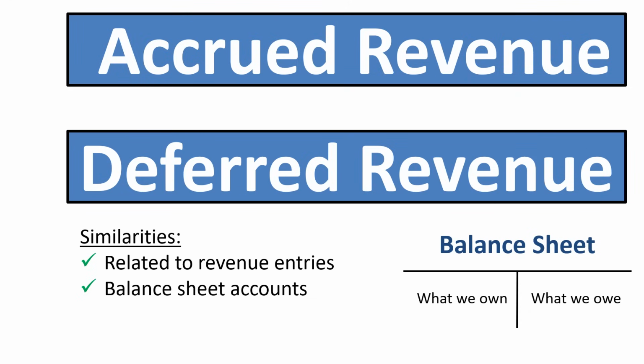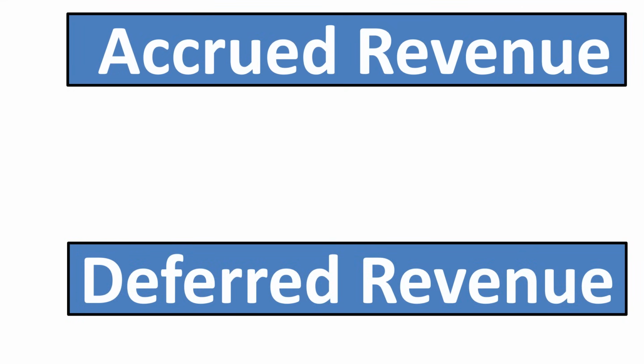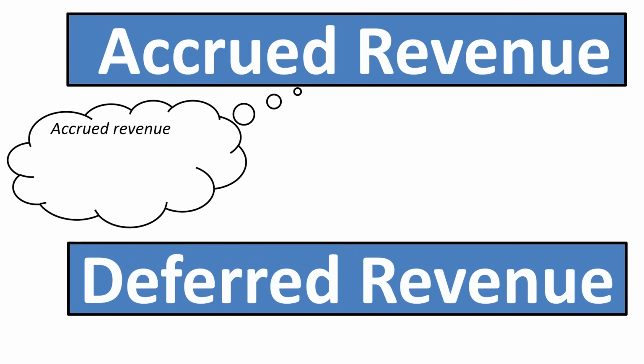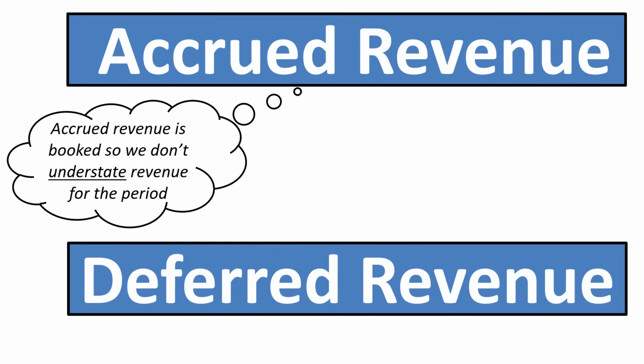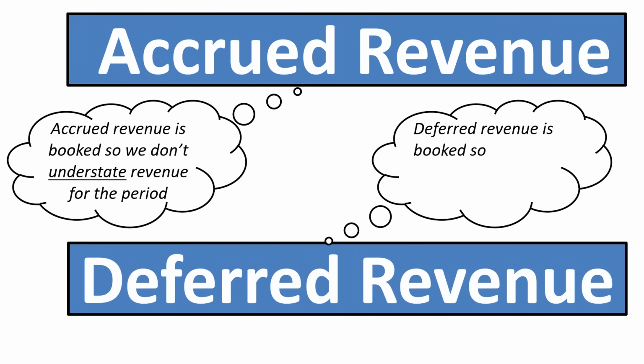In addition, both accrued revenue and deferred revenue are adjusting entries. Adjusting entries are accounting journal entries that convert a company's accounting records to the accrual basis of accounting. We are basically dealing with the same subject matter, but approaching it from different directions. Accrued revenue is booked, so we don't understate revenue for the period. Deferred revenue is booked, so we don't overstate revenue for the period.